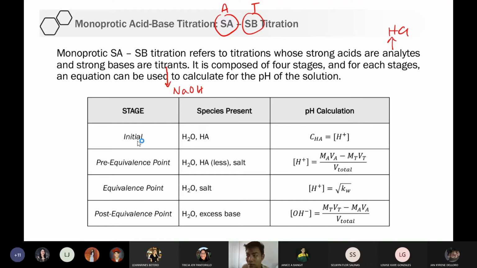May initial stage, pre-equivalence point, equivalence point, and the post-equivalence point. Okay? So to understand bakit ganito yung equations natin dito, we have to know first what are the chemical species present in each stages. Okay? Alamin muna natin ano bang mga chemical species ang present at initial, pre-equivalence, equivalence, and post-equivalence. Kasi pag alam na natin yung species present per stage, malalaman na natin what equation needs to be used, di ba? Okay? So, initial tayo.